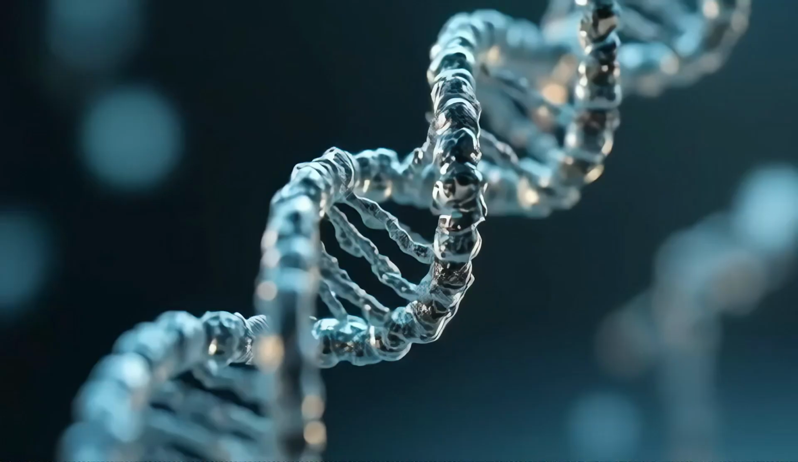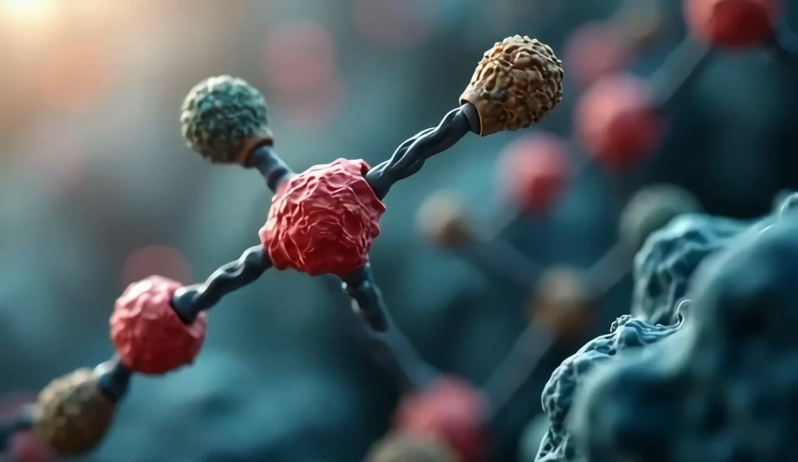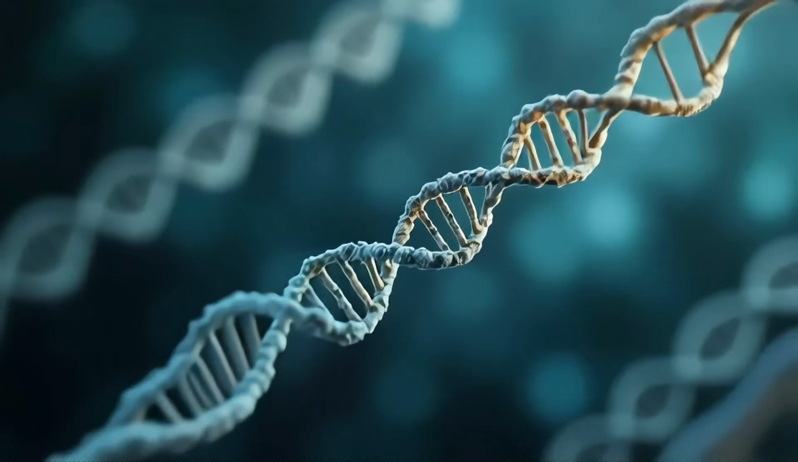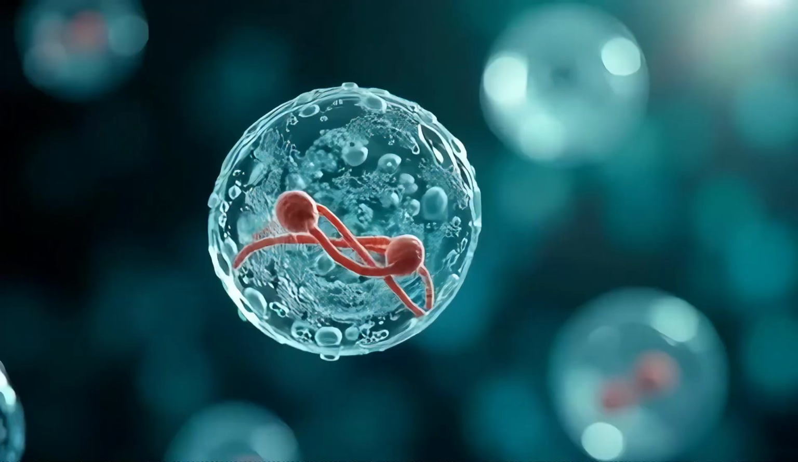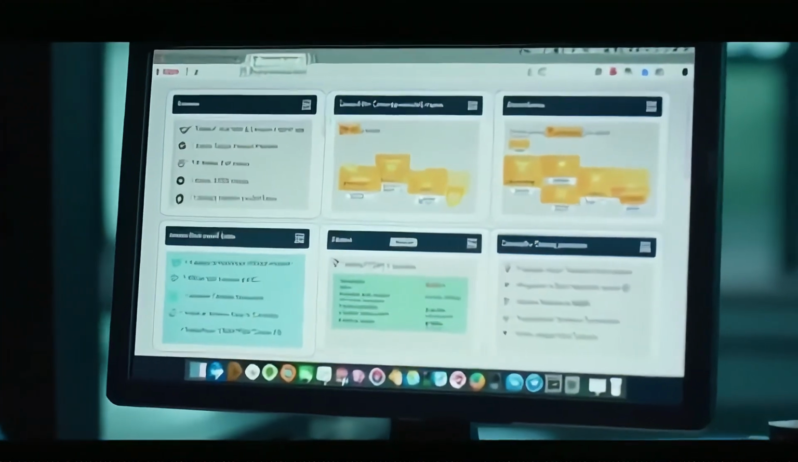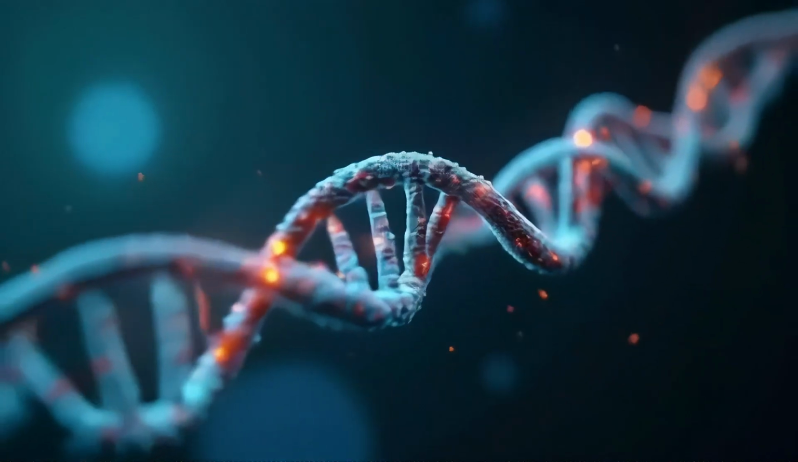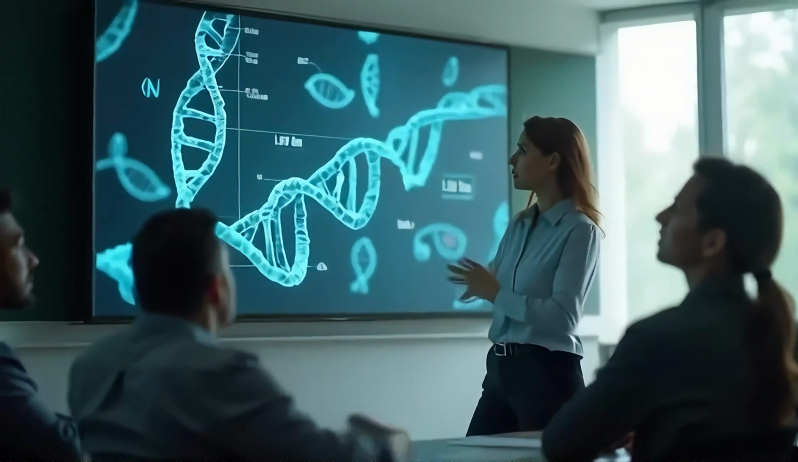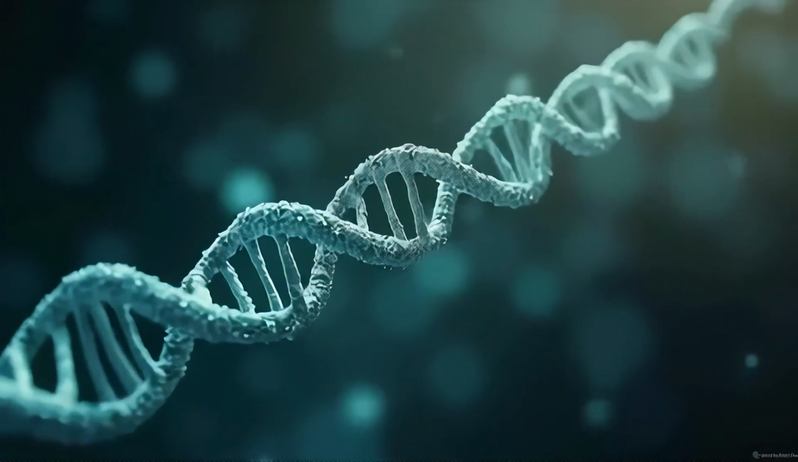DNA and its relationship to heredity. DNA is a molecule that carries the genetic instructions essential for the growth, development, functioning, and reproduction of all living organisms. It serves as the instruction manual that determines inherited traits such as hair color, height, and eye color.